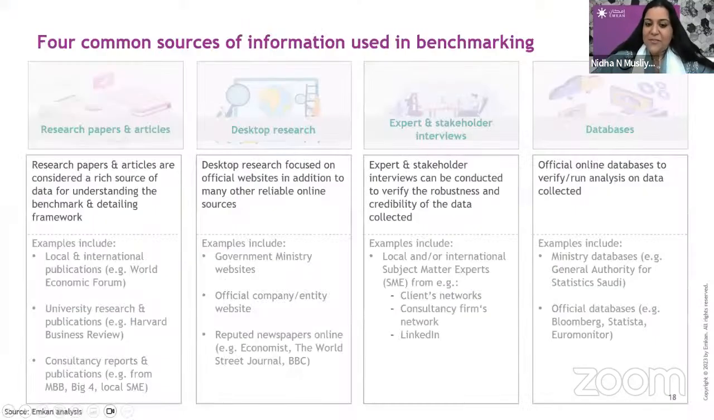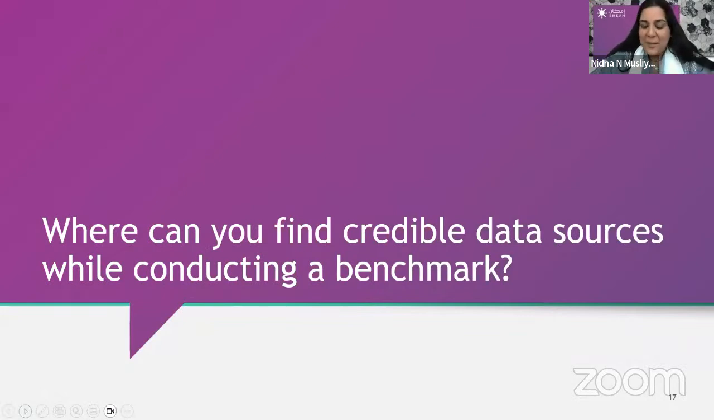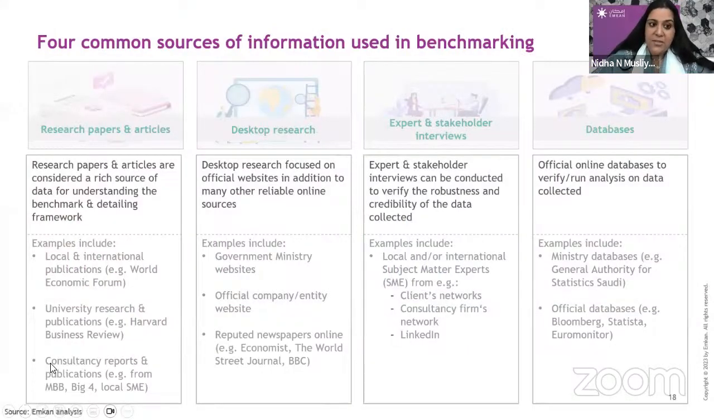So where can we find all this rich, credible data and sources when conducting a benchmark? There are usually four areas where we seek common sources of information: research papers and articles, desktop research, expert and stakeholder interviews, and databases. Let's start with research papers and articles. There's a lot of good literature review that can really help to support the data that you need for your benchmark. These could include international publications, the World Economic Forum, university research. Harvard Business Review usually puts up some really good findings. And we also leverage consultancy reports.